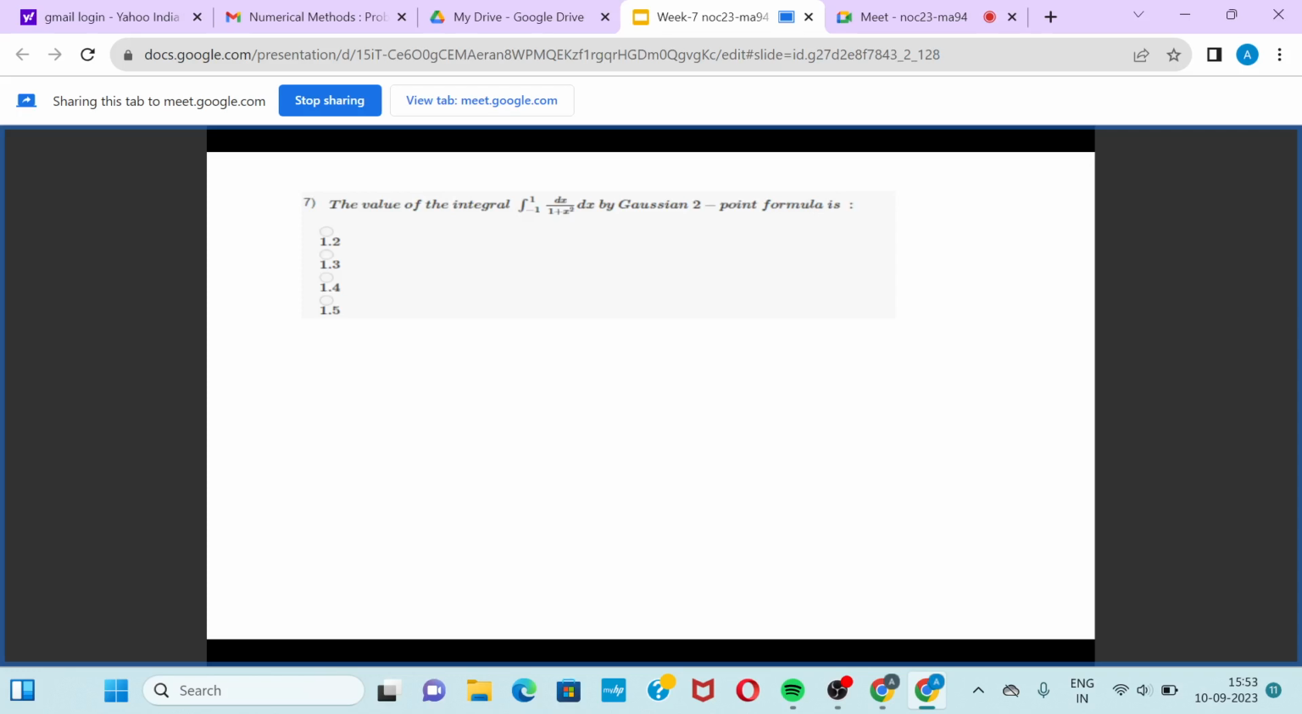Question number 7 is, you have to find the value of the integral from -1 to 1 of dx by 1 plus x square by the Gaussian two-point formula. Use the Gaussian two-point formula, calculate this integral and see whether it is 1.2, 1.3, 1.4 or 1.5.